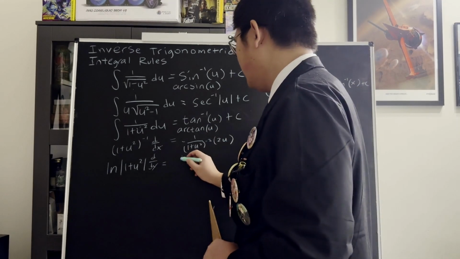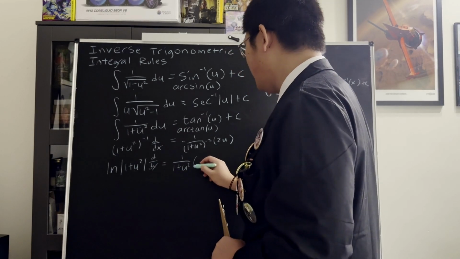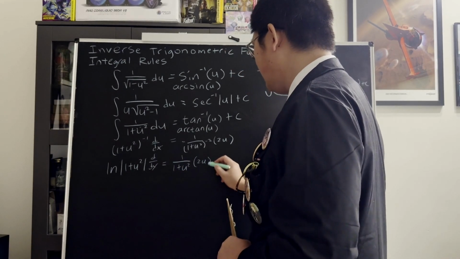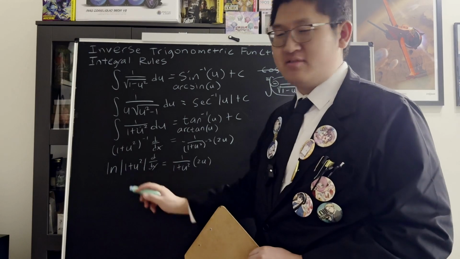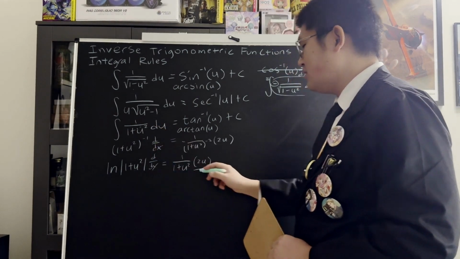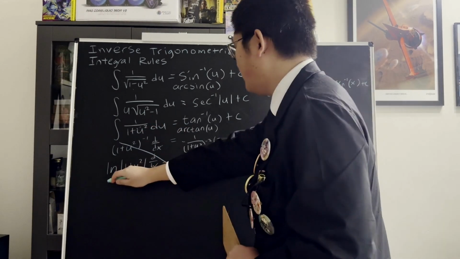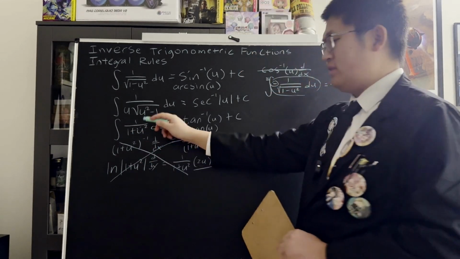The actual result of this is indeed we get 1 plus u squared in the denominator, but of course the chain rule dictates that the derivative of the inside of the natural log will come out as a coefficient, making these two not equal to each other. So neither of these two are ever going to be used for this rule.